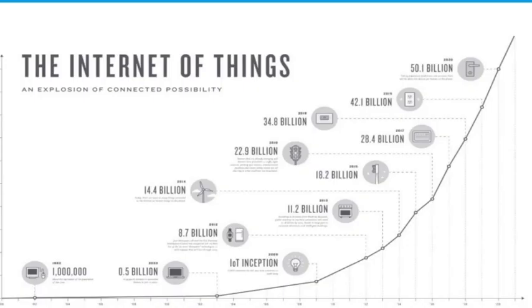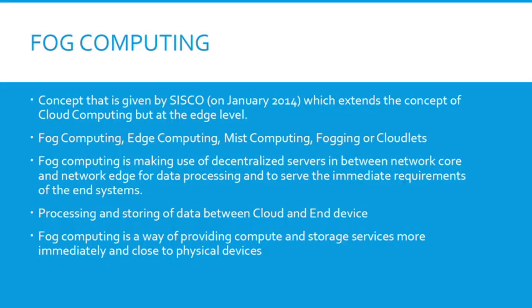Now, the Internet of Things, as we have seen, has billions of services, whether related to cloud or anything else. It has millions and millions of connections and services provided by IoT. So fog computing plays a very important role. The concept was given by Cisco in January 2014, which extends the concept of cloud computing to the edge level.